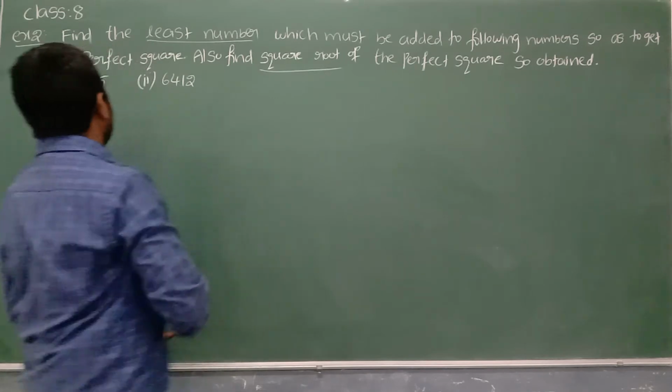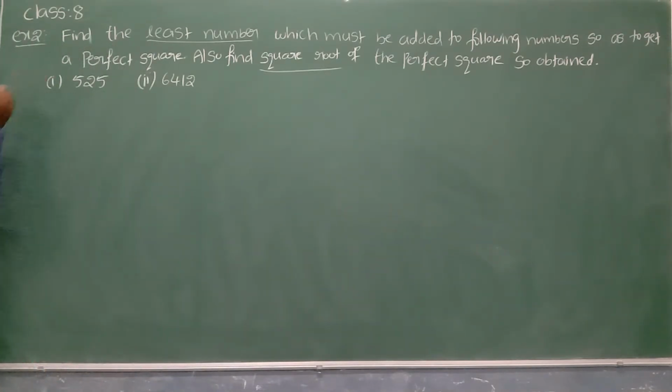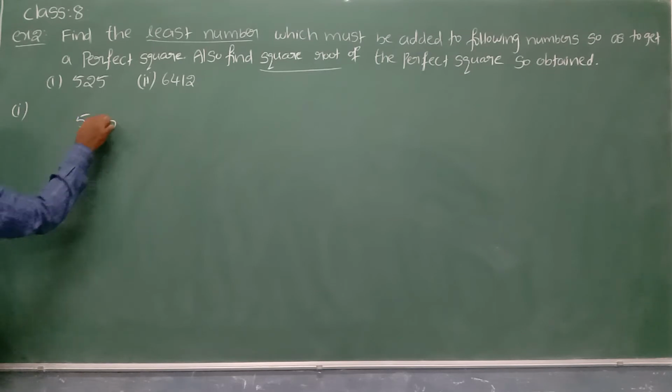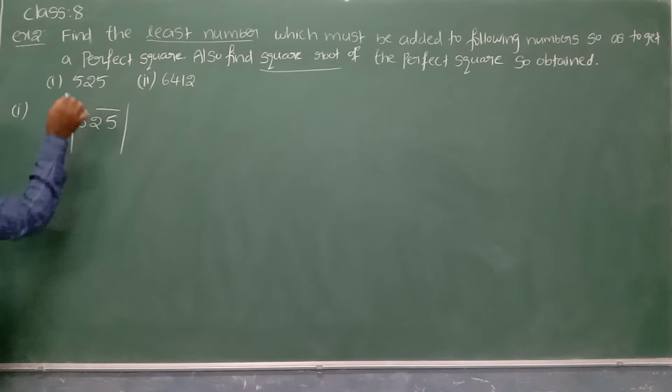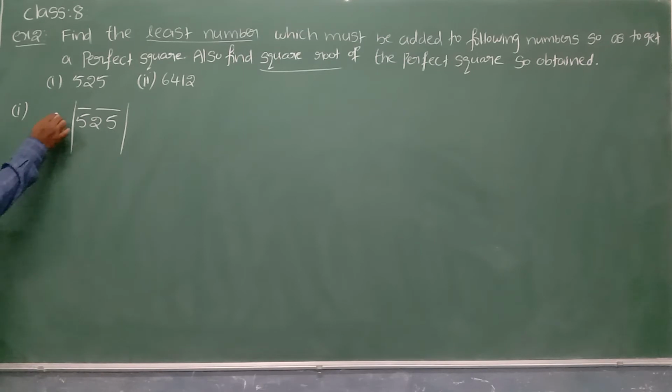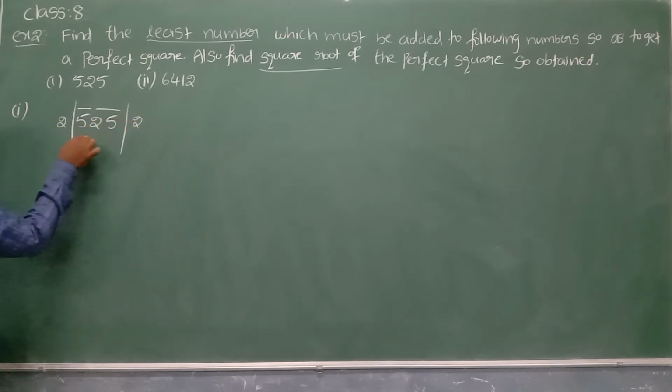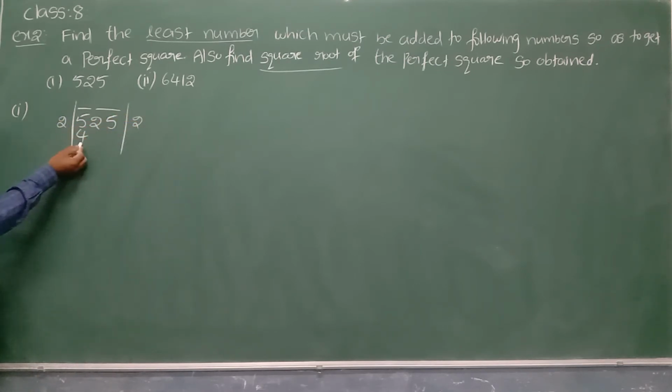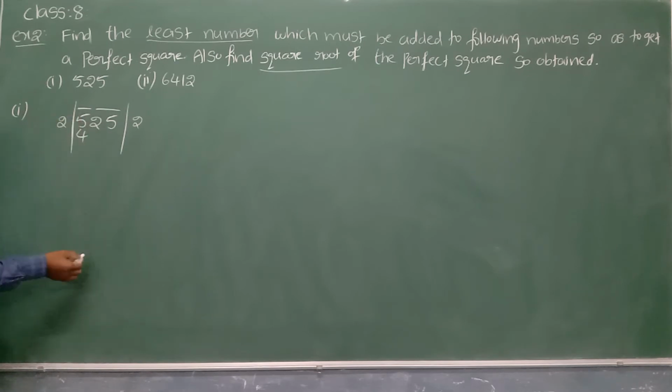Now we can see one example here. First, the same long division we will take. The first number is 525. Keep two vertical lines. Place the bar from the ones place for every pair of digits. Here I can see only one digit, no problem, keep the bar. Now 5 is the first number below the first bar. Tell me, what is the nearest perfect square of 5? 2 2s are 4, yes. 4 is the perfect square which is less than and near to 5. Yes, 5 minus 4 is 1.